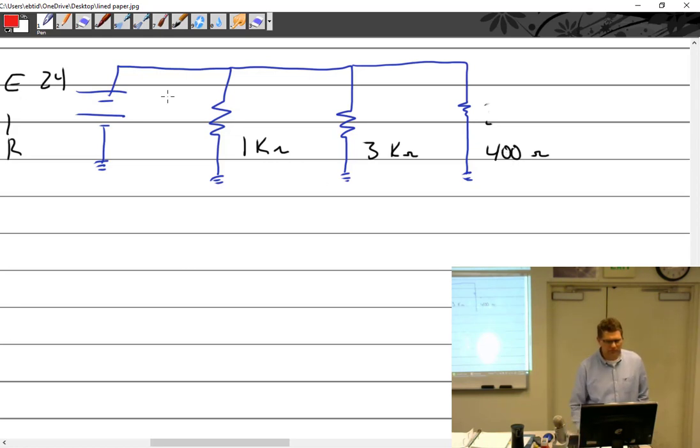So what are those grounds? These are grounds, which is the same thing as saying that it's all connected, because that's the way it would really look. I just saved a bunch of time.